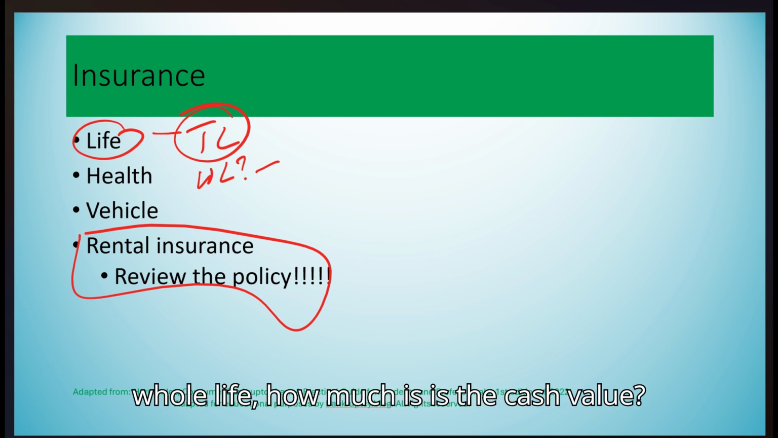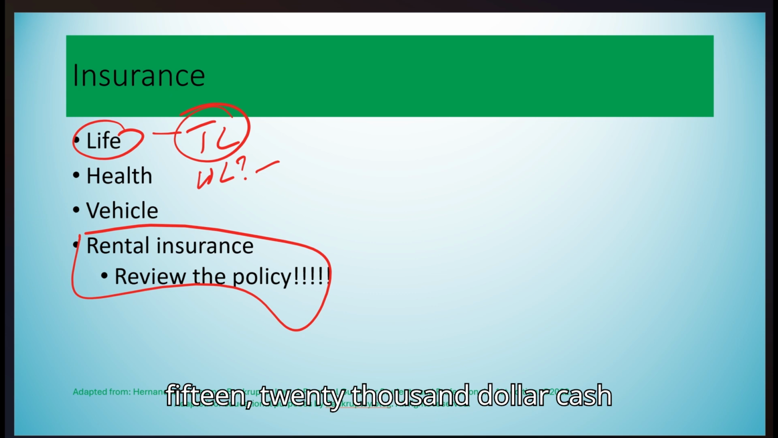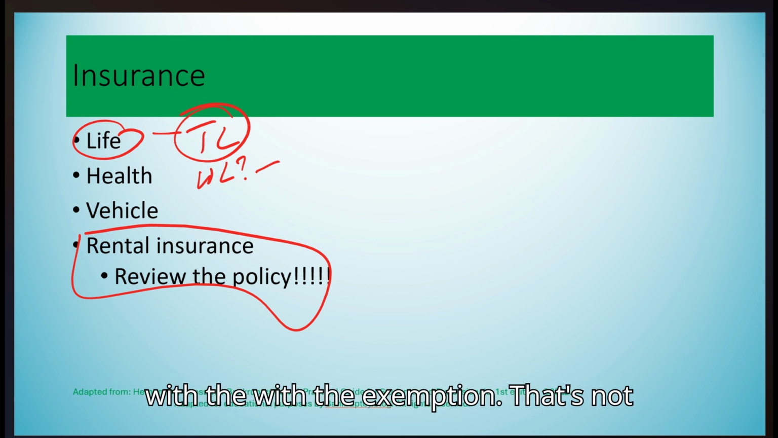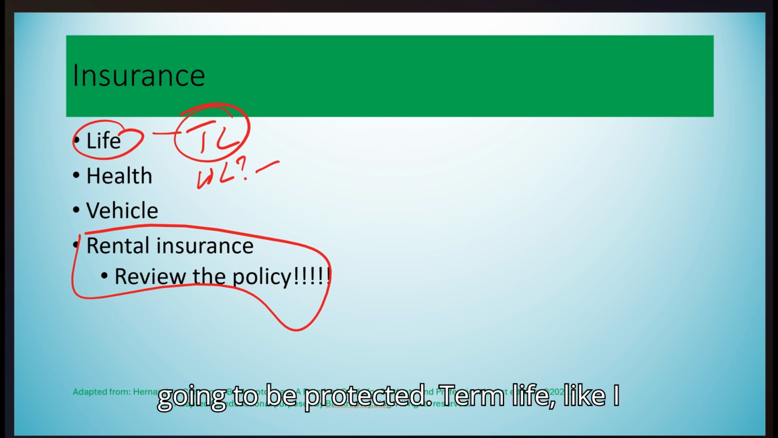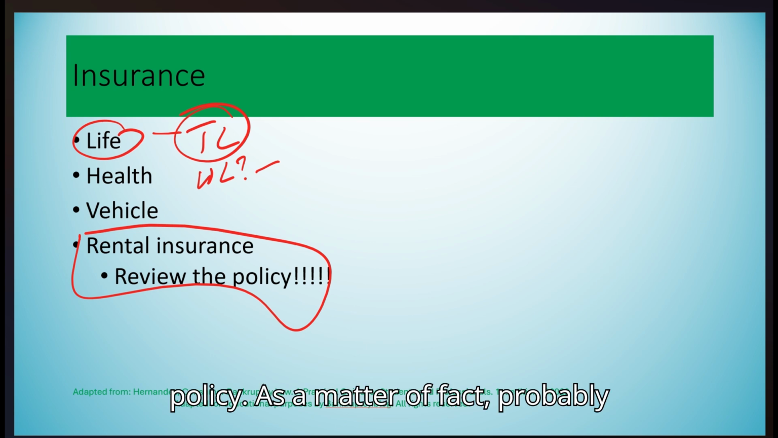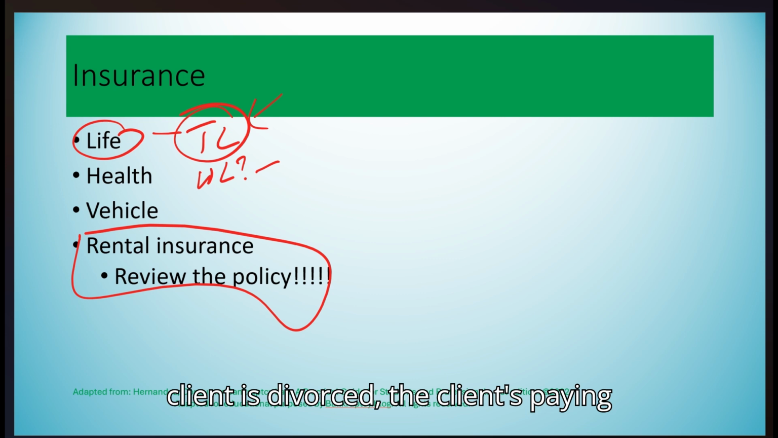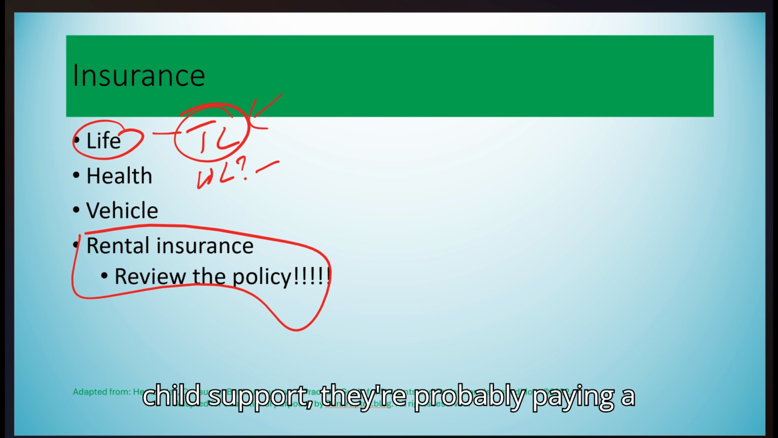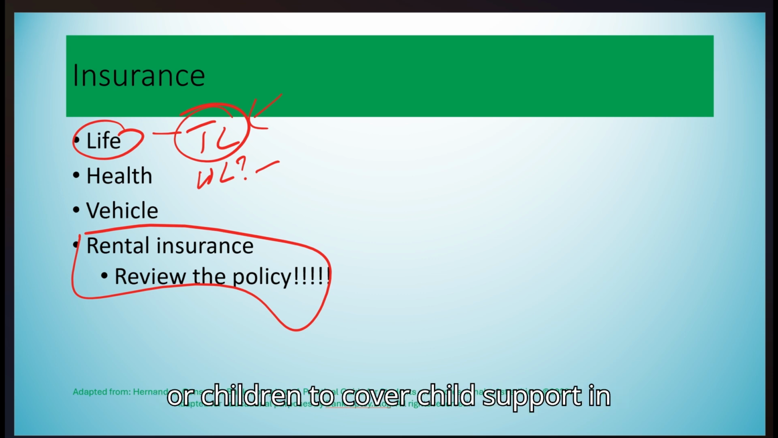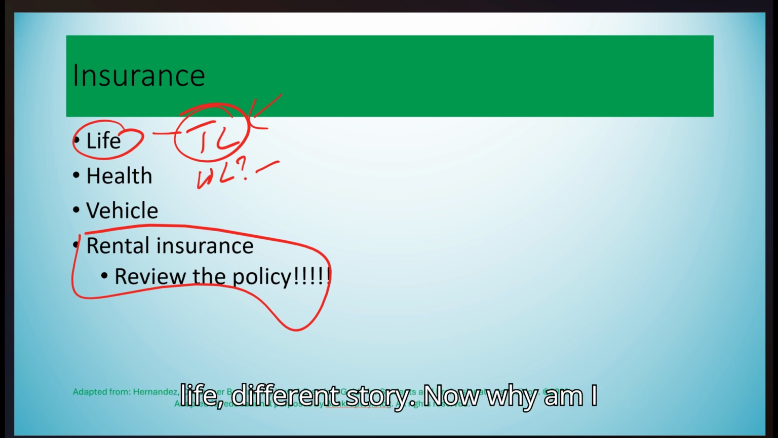So if it's a whole life, how much is the cash value? When you find out it's a $15,000-20,000 cash value, then that's going to be an issue with the exemptions. That's not going to be protected. Term life, like I said, there's no value in a term life policy. As a matter of fact, probably every case that you come across where the client is divorced and paying child support, they're probably paying a term life policy until the child turns 18, or children, to cover child support in case that person passes away. But whole life, different story.